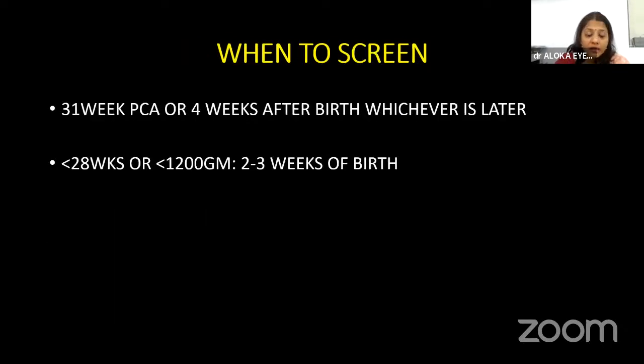Now, when do we screen? The idea is to screen by the third to fourth week of life. So all the babies who are born after 28 weeks of gestation, try to screen these children between 3 to 4 weeks of life. But if the child is very young, born less than 28 weeks, less than 1200 grams, then these are the babies whom we should screen between 2 to 3 weeks of life.